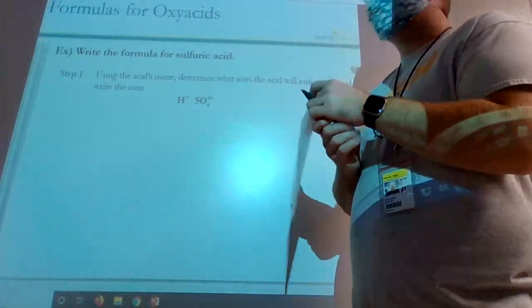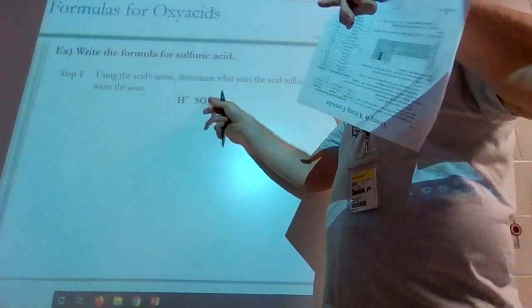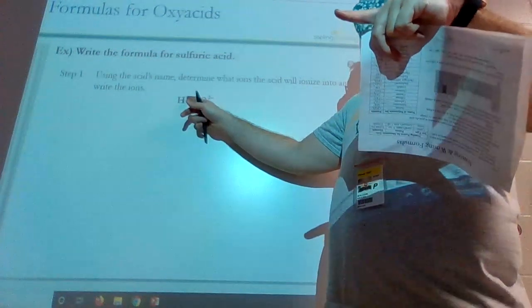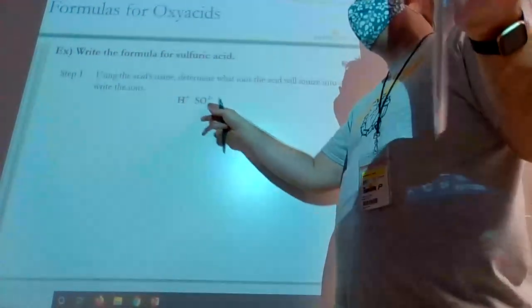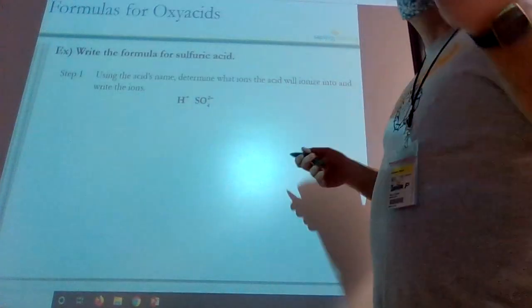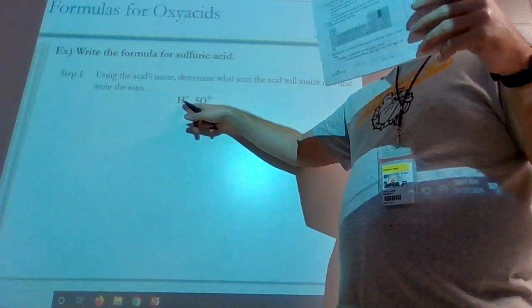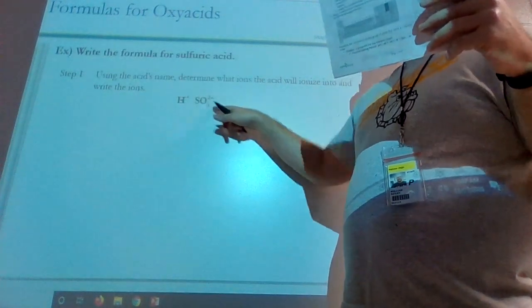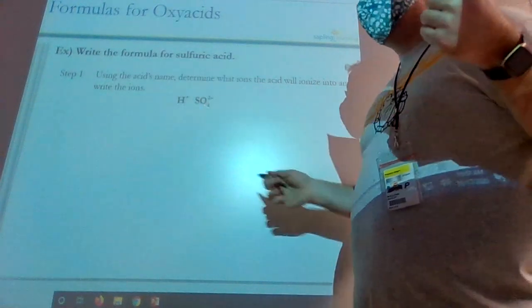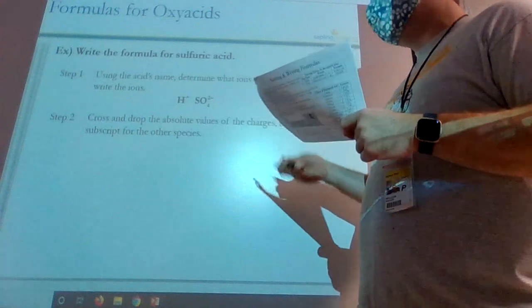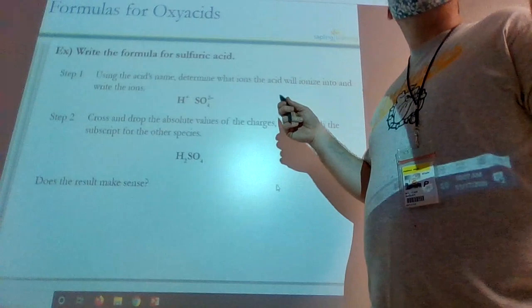What am I going to do next? Cross and drop. I'm going to take this 2, put it down here for the hydrogen, take this 1, and put it over here for the SO4, but I don't really need to write the 1 because it's implied that I already have 1 SO4. So what's my formula going to be? I move this 2 down here for the hydrogen, and then I move the 1 over here, but I don't really need it. So it should be H2SO4, and you're going to see that in a second. Do the cross and drop. H2SO4 is what we get. Does it make sense? Yes.